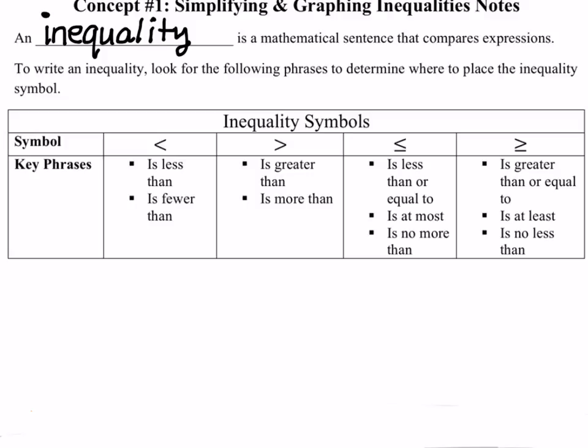So if I said x is less than 5, I'd say x is less than 5. X could represent any number that holds that true. So 4 is less than 5. The inequality sign points towards the bigger number. I always remember it as the alligator eats the bigger number. Drew it as a little alligator here.